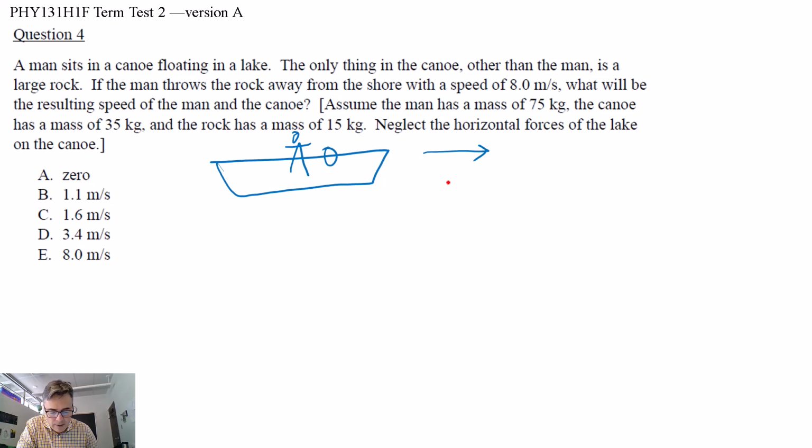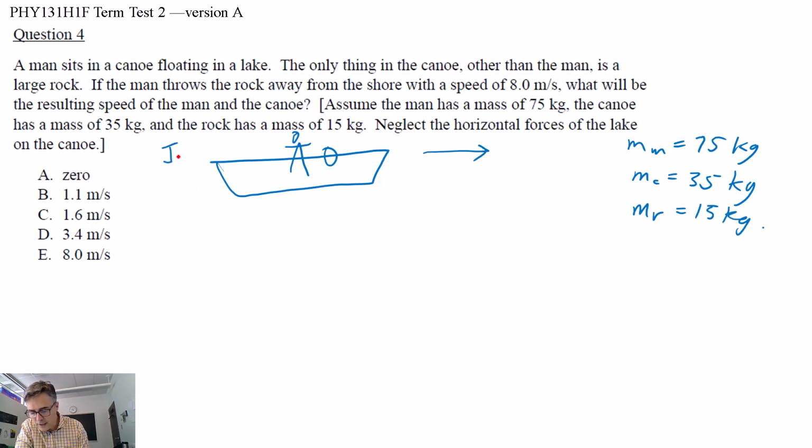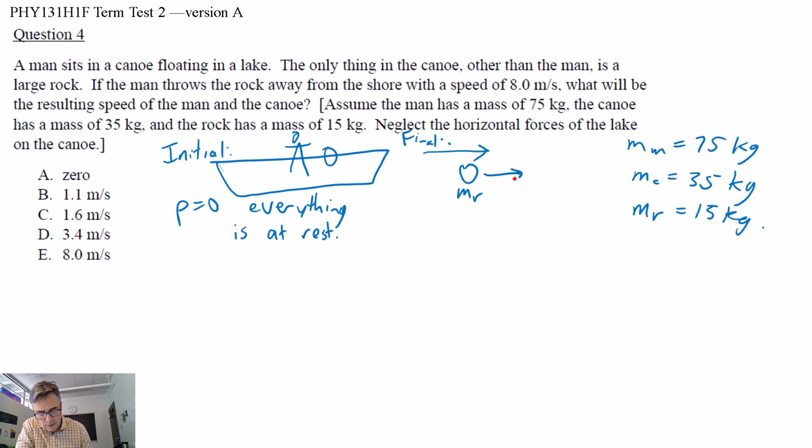Assume the man has a mass of 75 kilograms, the canoe has a mass of 35 kilograms, and the rock has a mass of 15 kilograms. So I would just say initial P equals 0, everything at rest. And then finally, what will happen here is that this rock, m_r, will be going in one direction at v_r equal to 8.0 meters per second.